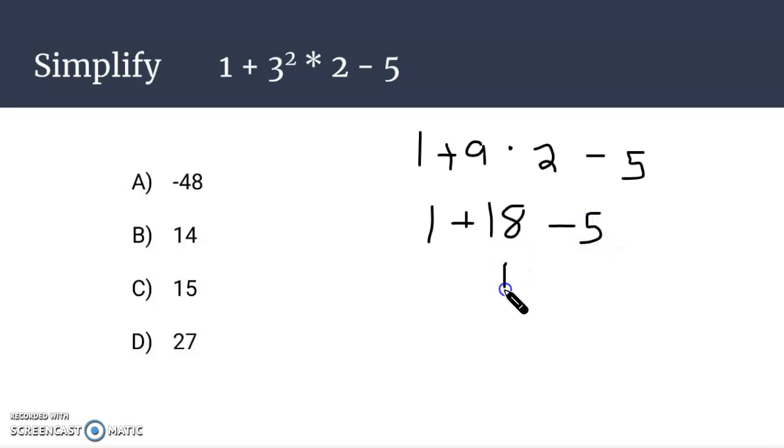1 plus 18 is 19. And then 19 minus 5 gives us 14. Choice B. There we go.